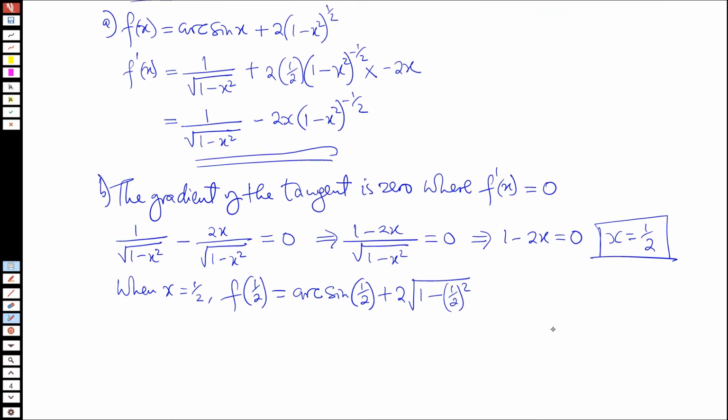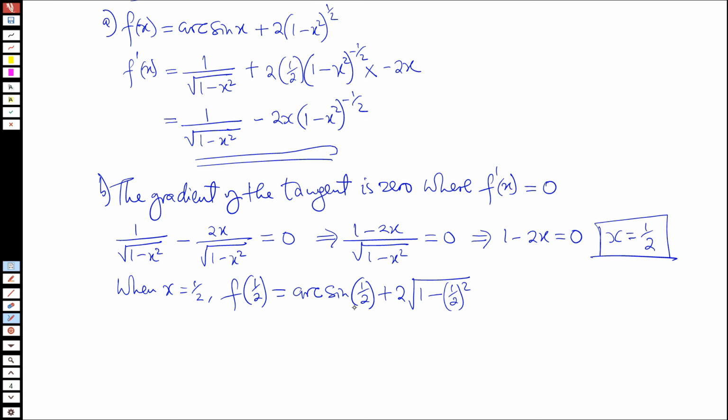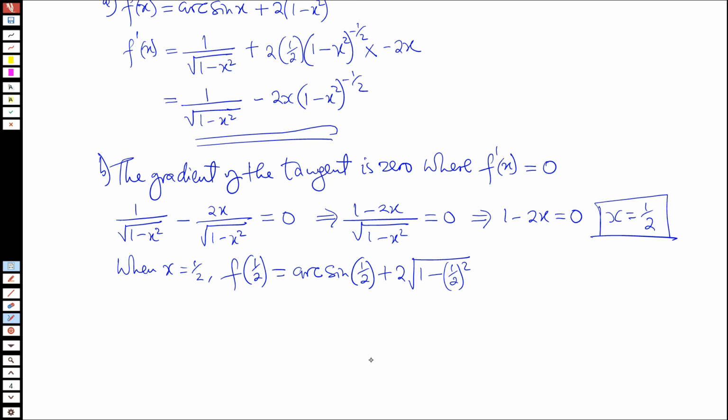Now, what does arc sine a half mean? Arc sine a half means we need to find an angle whose sine ratio is a half. So from the special triangles, we know that if you have sides 2, 1, root 3, this angle here is 60 degrees, which is pi over 3, and that is 30 degrees, pi over 6. And we can see that sine pi over 6 is a half. So arc sine a half is actually pi over 6.